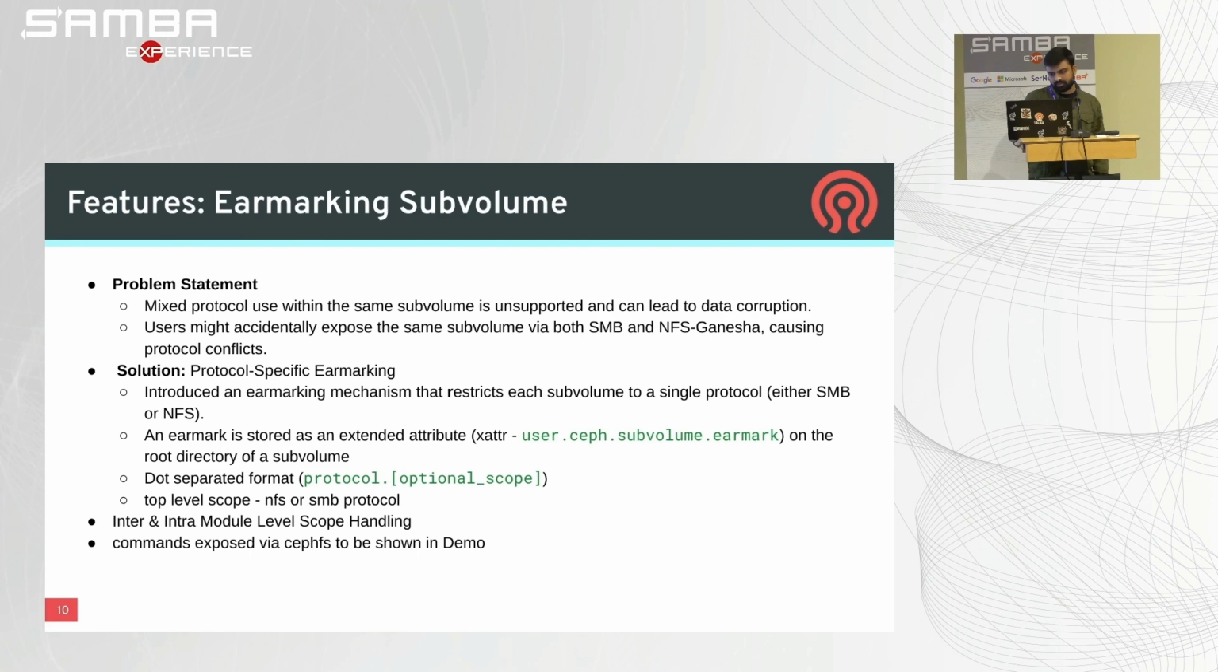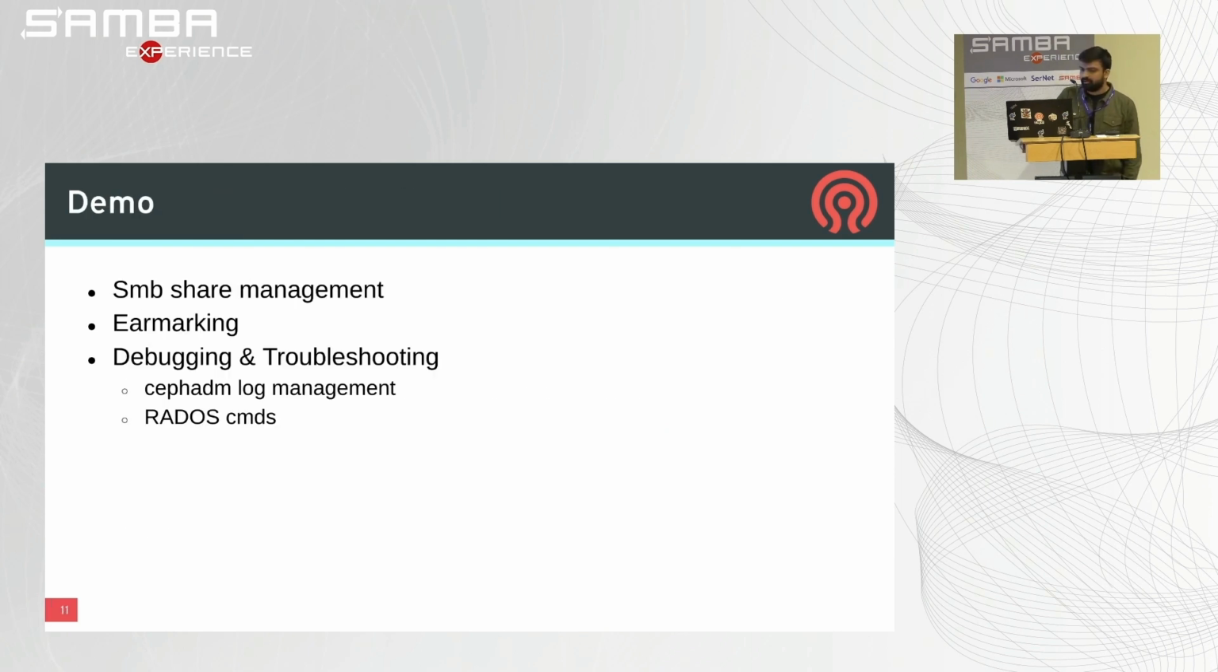I just talked about NFS and SMB, but we also have, inside SMB itself, an intra-level scope, which handles the case where a different SMB cluster, a logical cluster, tries to access the same subvolume path. We don't allow that, because of many reasons. One of them, I would say, is that the ID mapping could get complex. So we would like to avoid using the same subvolume for different clusters as well. And how the commands work, I will show in a demo later.